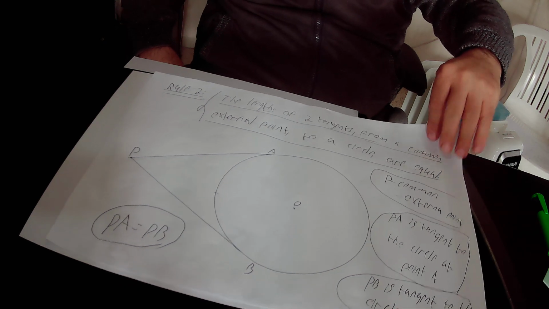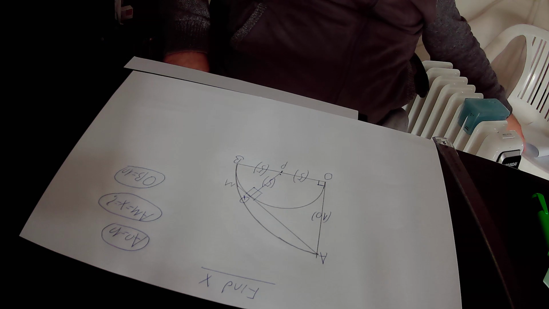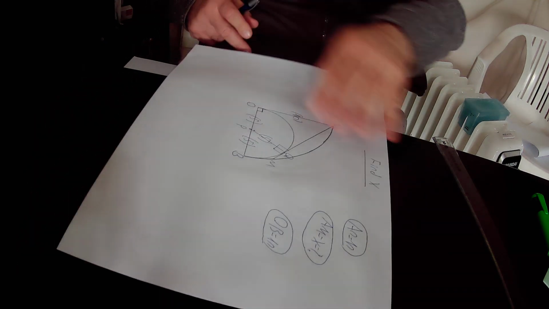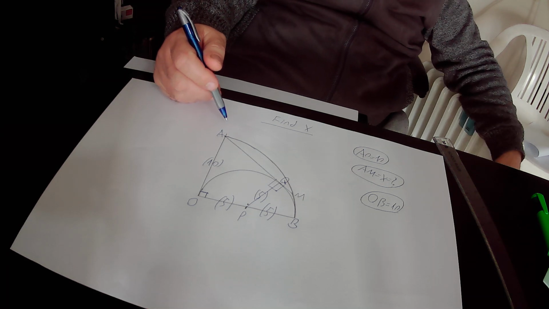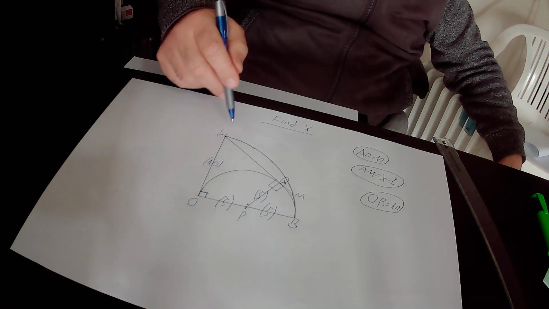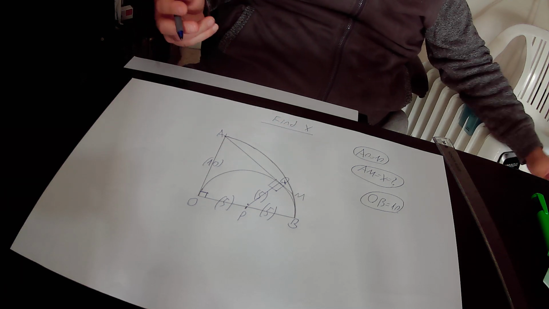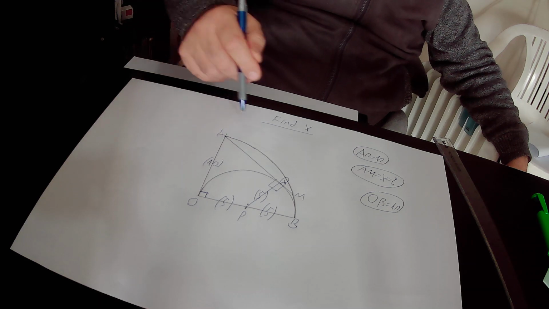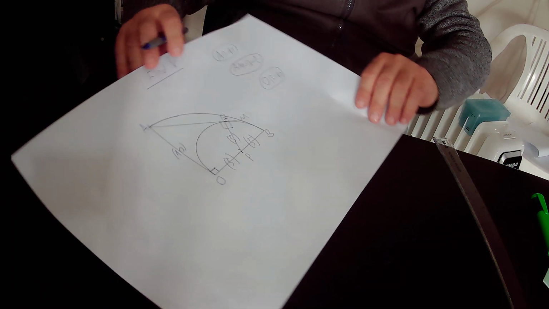We can implement rule number 2 in our drawing. Because in our drawing, if you focus on the common external point A, from the common external point A, we have two tangents to this semicircle, tangent AO and tangent AQ. And according to rule number 2, they are equal to each other. That is to say, AO equals AQ, but AO is 10, therefore AQ must also be equal to 10 units in its length.